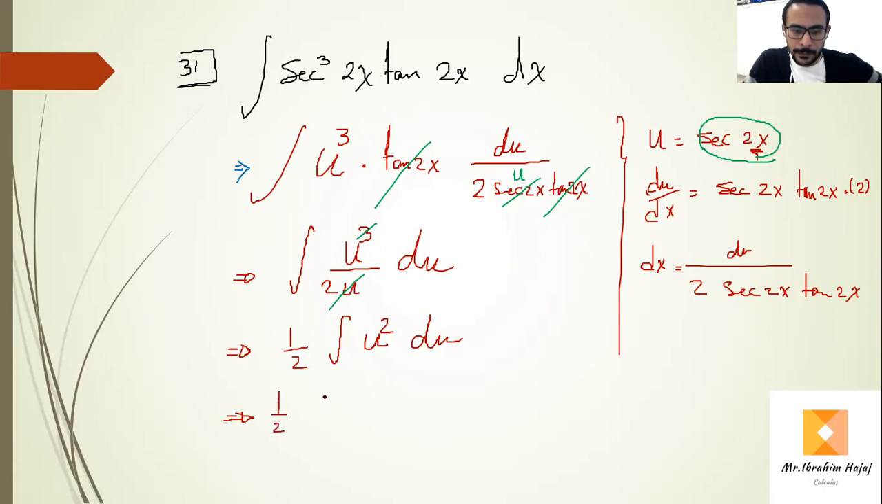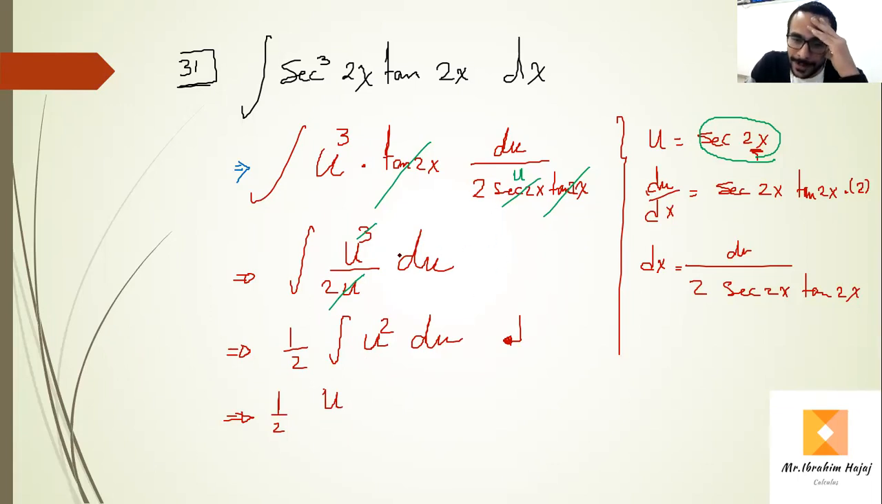Now substitute the original back: 1 over 2 secant squared 2x plus c. Wait, where is the integration? We haven't done the integration yet. After we canceled out, yes. Okay, I'm sorry. No problem, all of us made the same mistake.